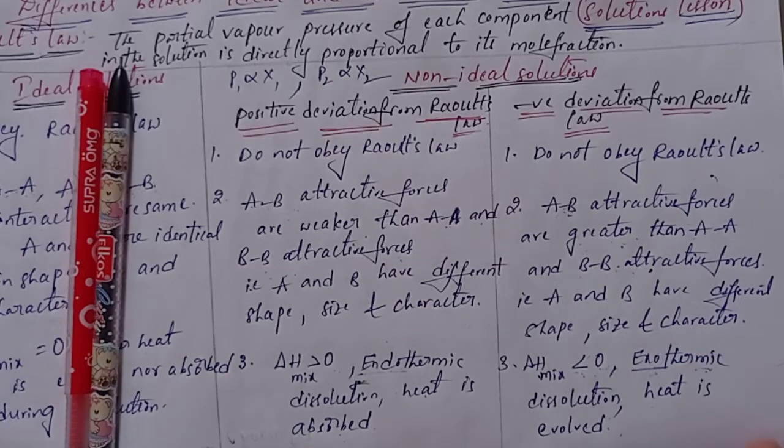Now going to the next point, students. Third point I discussed, delta H value is 0. Fourth point is delta V mixing equal to 0, students. Delta V mixing is equal to 0.